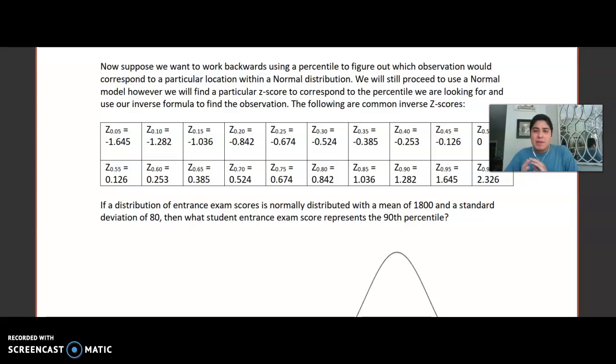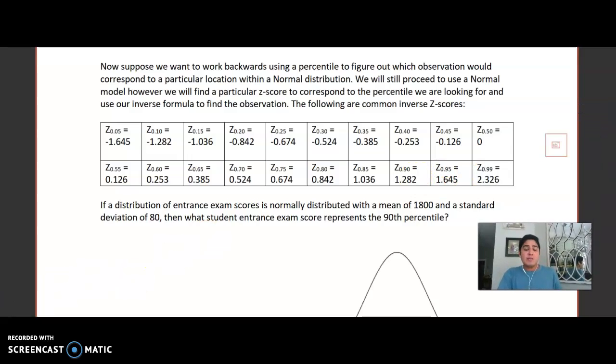Alrighty, so here's a bit of our last bonus lesson for this unit. Suppose we want to work backwards using a percentile to figure out which observation would correspond to a particular location within this normal distribution. We will proceed to use a normal model. However, we will find a particular z-score to correspond to the percentile we're looking for, and we'll use our inverse formula to find the observation.